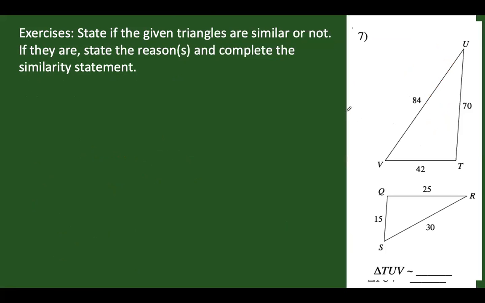Okay, here we go. Number 7. So let's state if the given triangles are similar or not. Again, pause the video if you want. So let's analyze. We have three sides given. Here we go. So three sides, SSS. And we could also consider SAS. However, there are no angles given, and there are no angles that we can use to show that they're congruent.